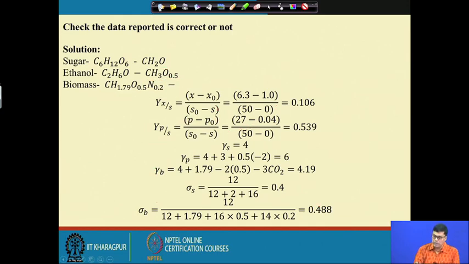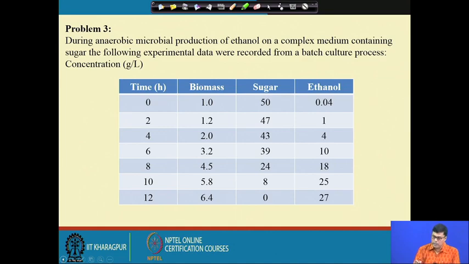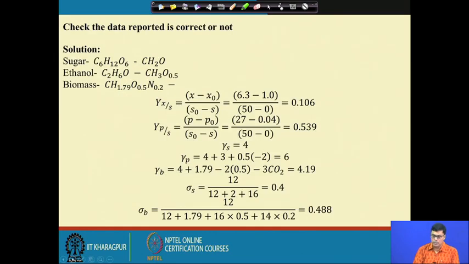From the experimental results, we can find out the value of Yx by S and Yp by S. This is the initial cell mass concentration, and this is the final cell mass concentration. Then initial sugar concentration, final sugar concentration, initial ethanol concentration, final ethanol concentration. So here, if you put this data, we will get these two values.